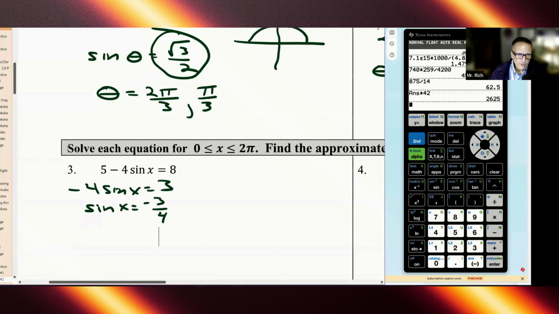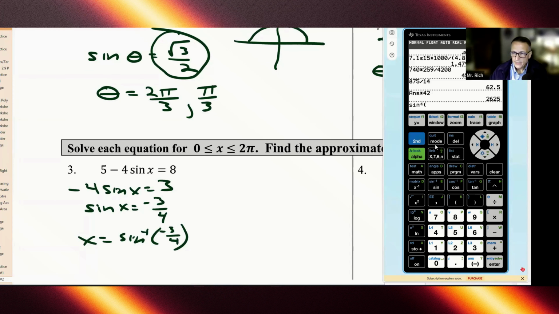We were really doing it up here as well, but we're going to have to use our calculator to tell us what the answer is by telling it to find the inverse sine of -3/4. Well, the calculator is going to return one value. Oh, and I need to be in radians mode, and I am, because these answers need to be in radians.